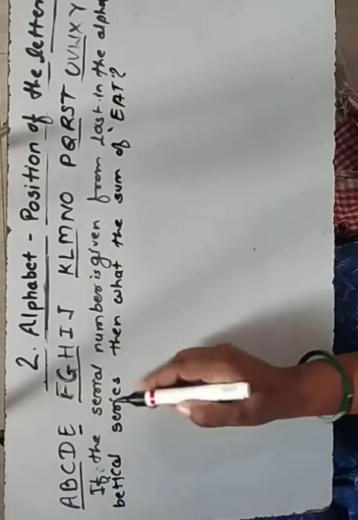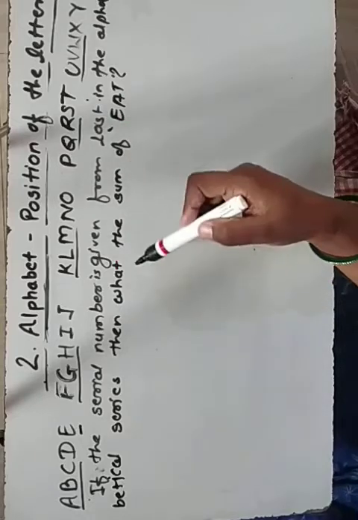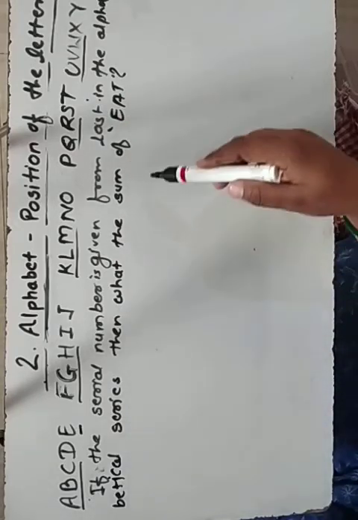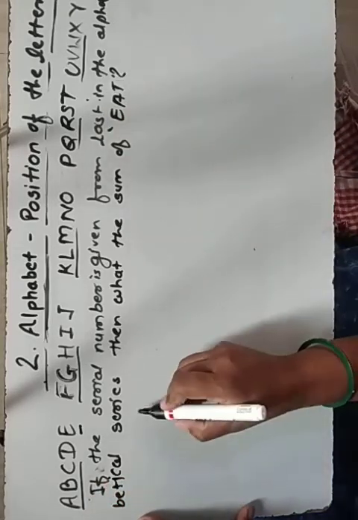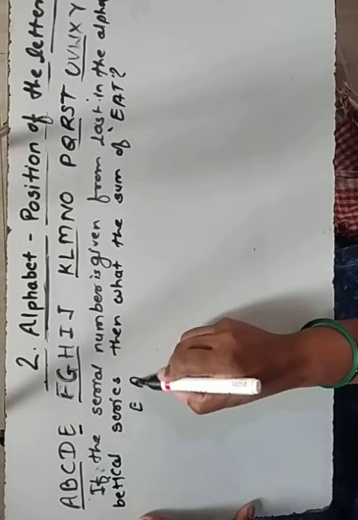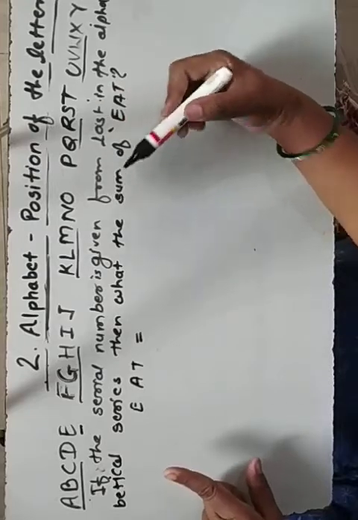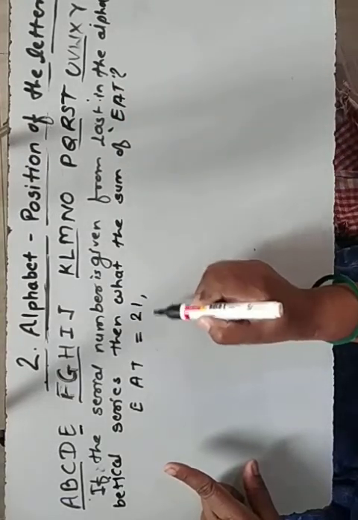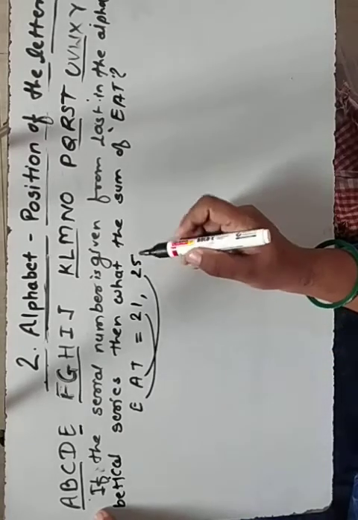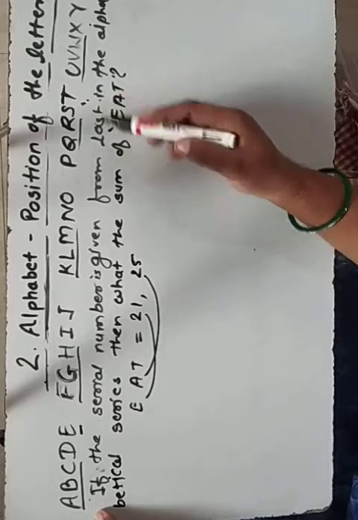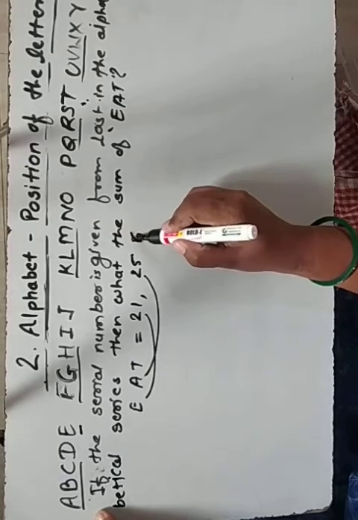So first of all, E is here, A is here, and T is at which place? This place. So what they told you is, if the serial number is given from last in the alphabet, we have to count from here. So first of all, we will write the positions of E, A and T from last. From last, E is present at 21st number. Now A is present at 25th place, and T is present at which place? From the right side, T is present at 6th place.